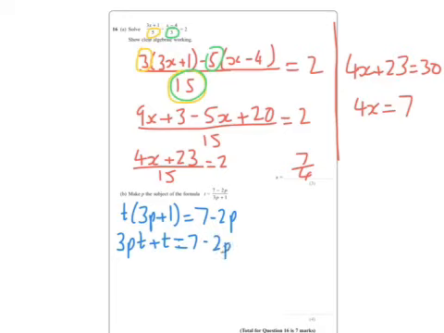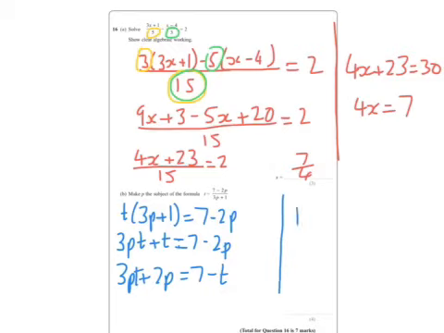Get the p parts on one side, get everything else on the other. So 3pt plus 2p equals 7 minus t. I'm going to have to go over here again. Okay, so then I'm going to factorise. In fact, I'll give myself a bit more room than I have there. So I'll go over here.